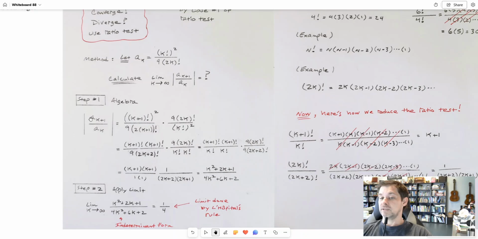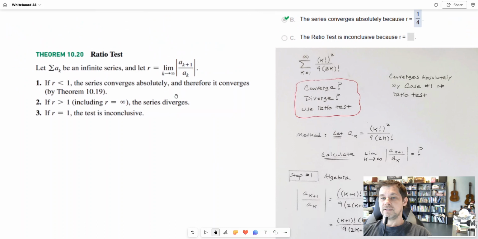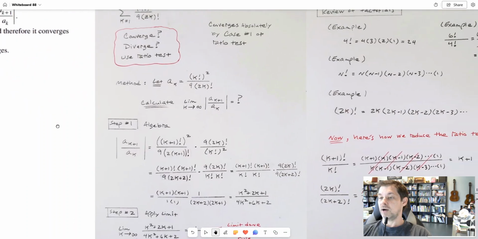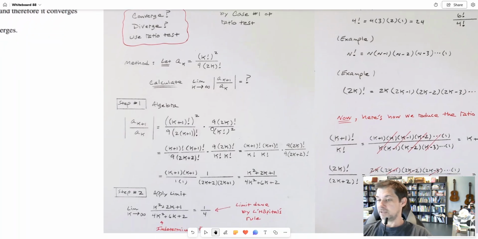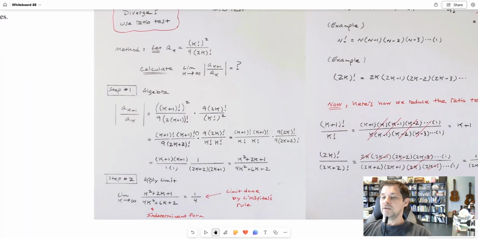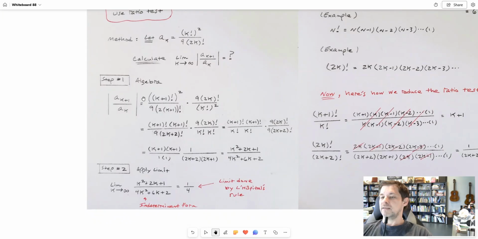Next thing you might notice is, why is there no absolute value? I mean, the test says to have absolute value. Why don't I have that? Well, because there's no way that any of this could be negative. So I don't need the absolute value. Okay. So from here, I think we need to reduce this.